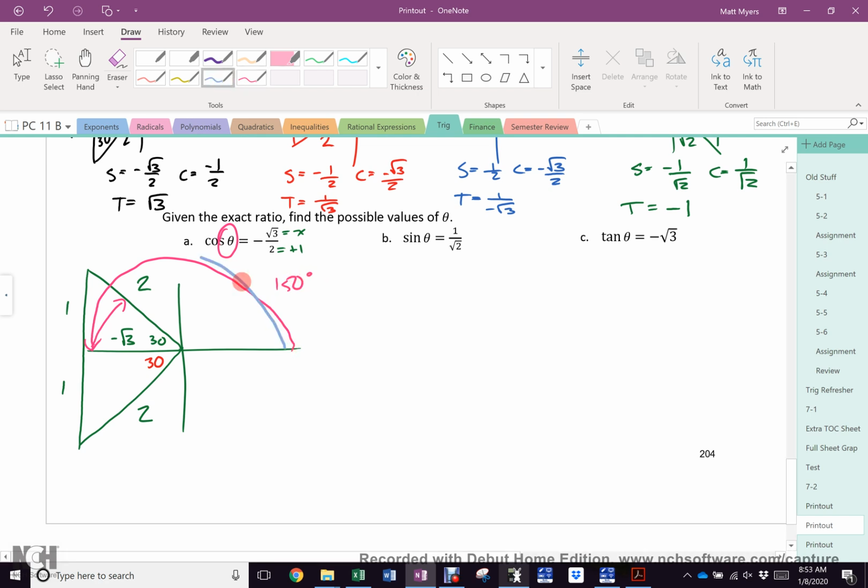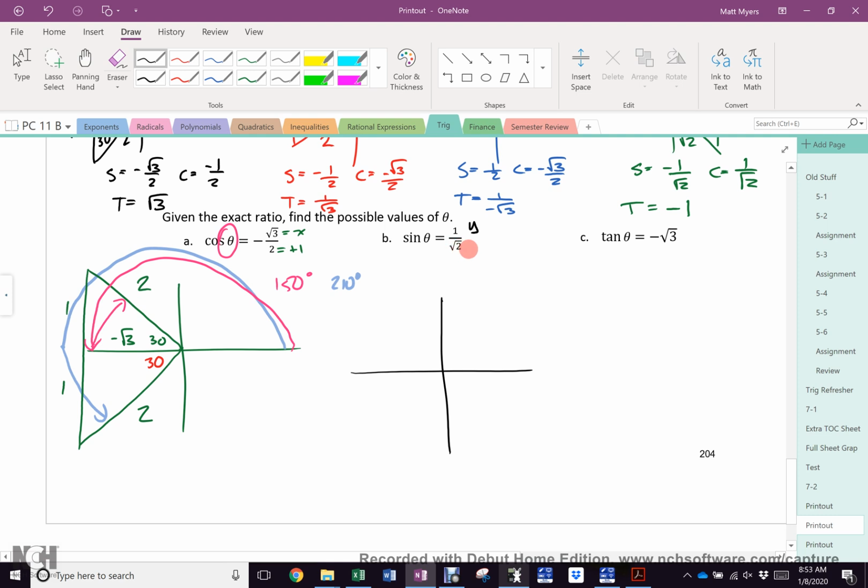Now, the next time, if I went all the way to there, it's 180. But I didn't go there. I went all the way to there. So what is it? 210. Everybody cool? All right, let's try the second one. Sine. Is that an x or a y value? That's a y value. Is that a hypotenuse or an x value? Hypotenuse. Is sine positive or negative? So where's the only places it can be? 1 or 2.